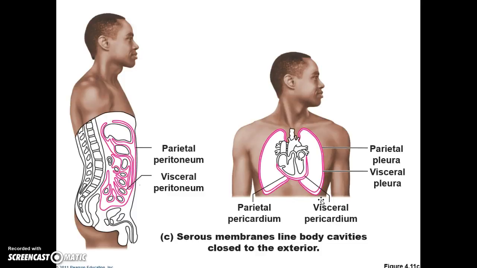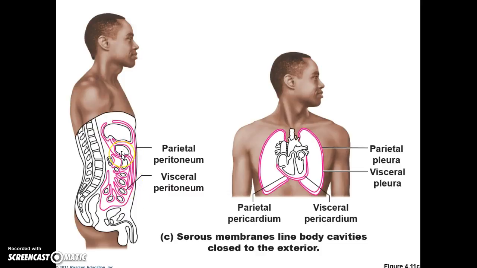When we go to do dissections in anatomy and physiology too, if you open up the chest cavity and sort of peel back the thoracic wall, that shiny membranous layer on the inside of the rib cage is going to be the parietal pleura. And then the visceral pleura will be glued to the surface of the lungs.